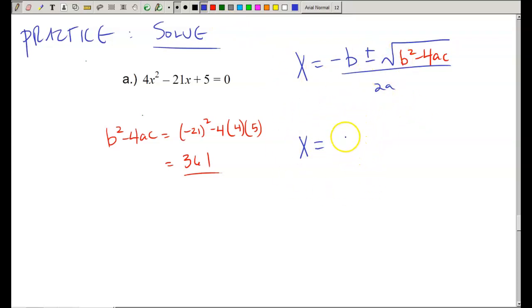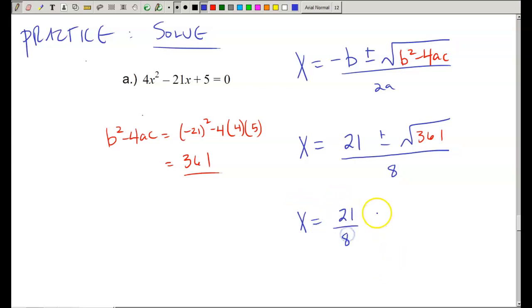Opposite of b is 21 plus or minus root 361, all divided by 2a, which in this case would be 2 times a, and a is 4, so this would be divided by 8. So I'm going to go ahead and break this up now. I'm going to say 21 divided by 8 plus or minus root 361 divided by 8. And there's my answer.